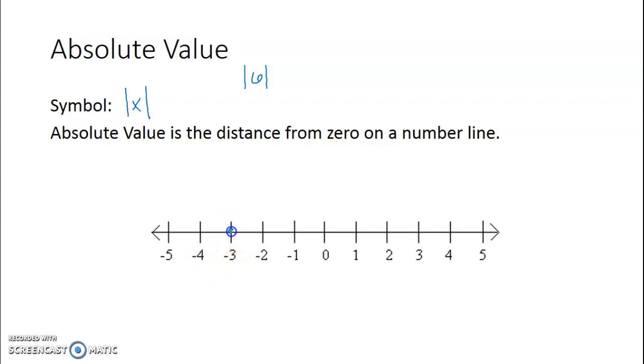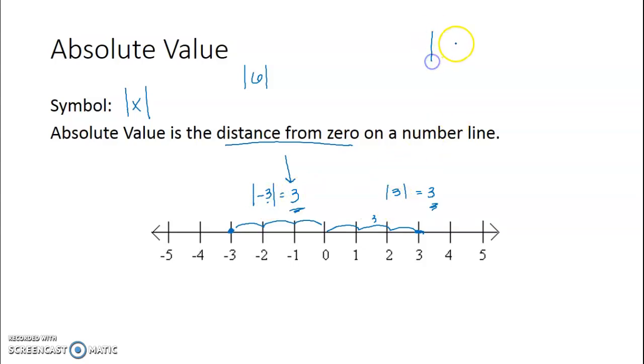Let's pick a number. I'm just going to pick -3. Absolute value is the distance from 0 on a number line. So if I'm at -3 and 1, 2, 3 spaces away, so my distance here is 3, I would say that my absolute value of -3 is 3 because it is 3 spaces away. If I ask for the absolute value of +3, it is 1, 2, 3 spaces away from 0 as well, so it is also 3. Notice that I have the same answer for both of them, but the inside one's negative and one's positive.